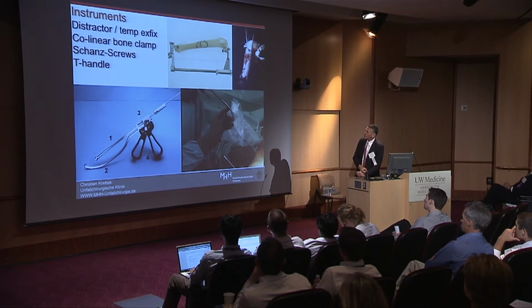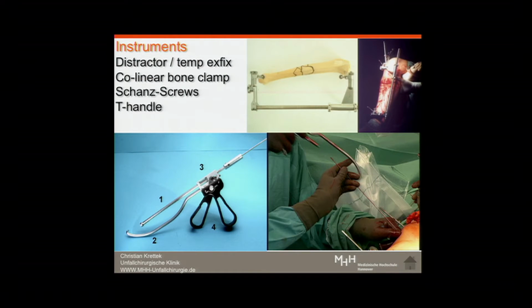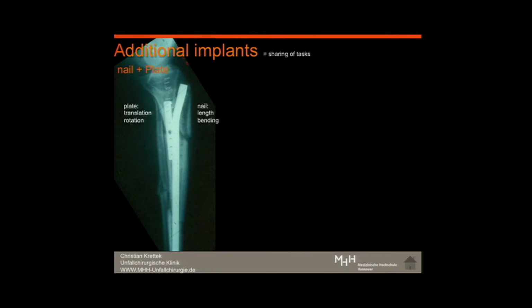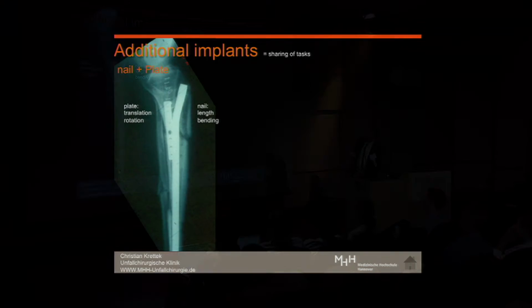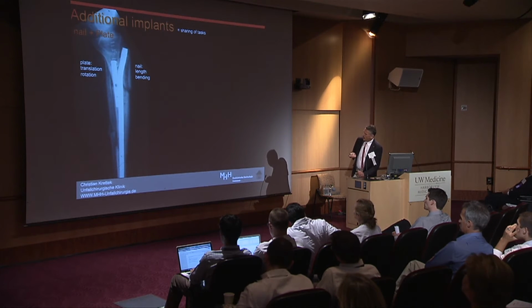There are a couple of instruments which make our life easier: distractor, external fixator, collinear clamps, chain screws with T-handles, which can be easily used intraoperatively in order to get reduction or temporary fixation, and also additional implants help us to get better alignment and to improve stability. And the concept is that we share the tasks. For example, if you have short reduction plates, we share the task. The plate does address the translation and the rotation, and the nail maintains length and neutralizes bending forces.